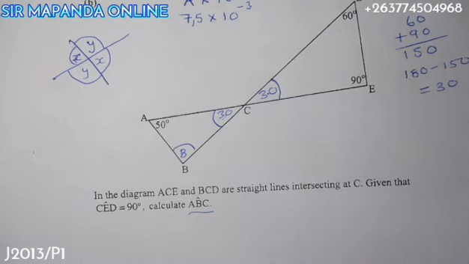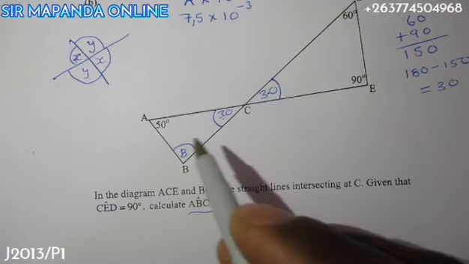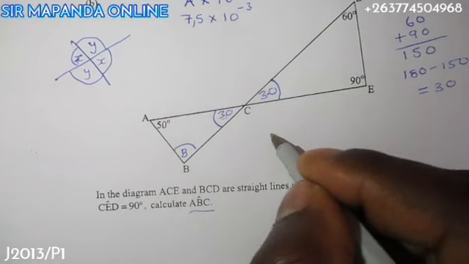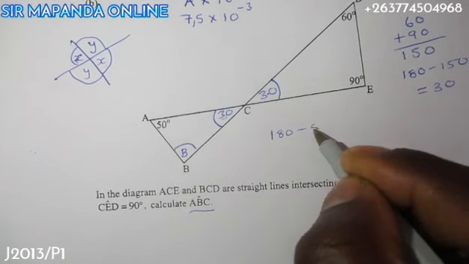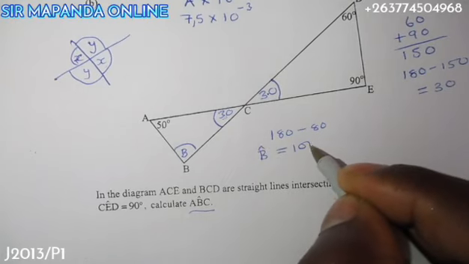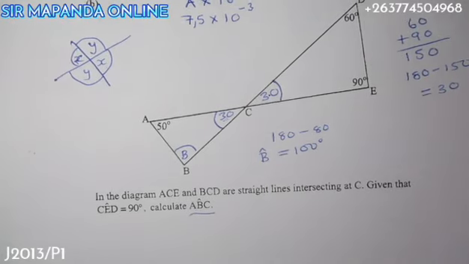So to find B, you are saying sum of angles in a triangle add up to 180. 50 plus this 30, it gives you 80, right? So 180 minus 80, it means angle B is equal to 100 degrees. So this is how you're supposed to find angle B. Let us move on to question number 4.